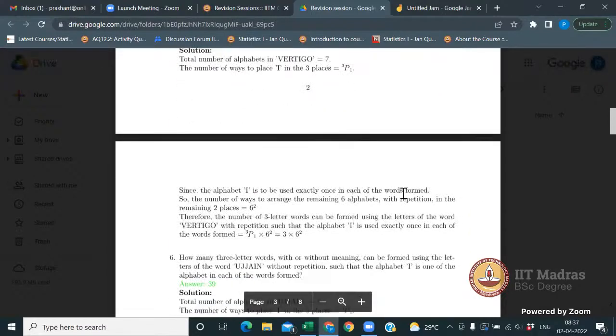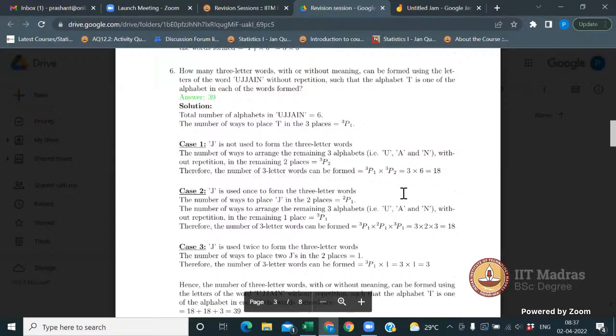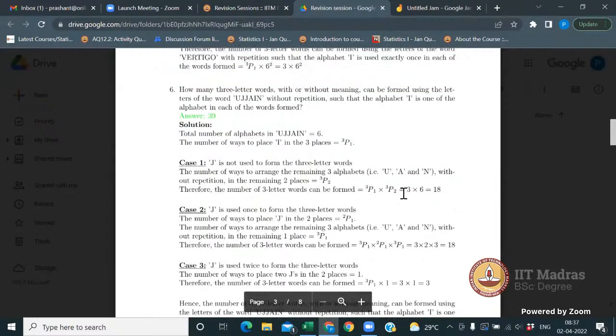Okay, just see this one. Here the solution is clearly explained by us. See, how many 3-letter words, with or without meaning, can be formed using the letters of the word Ujjain without repetition, such that the alphabet I is one of the alphabets in each of the words, and you have to form 3-letter words, right? Yes, sir. So tell me, initially you have 6 letters. Yes, sir. And it is fixed that I will be one of the alphabets. Then at those 3 places, in how many ways can you arrange the I? 3P1. Yes, that is 3.